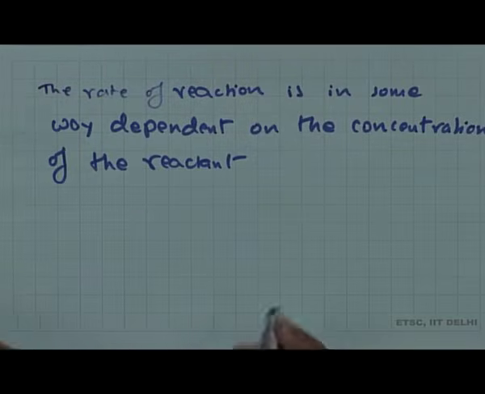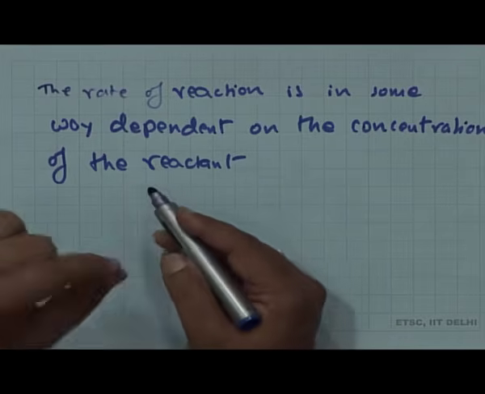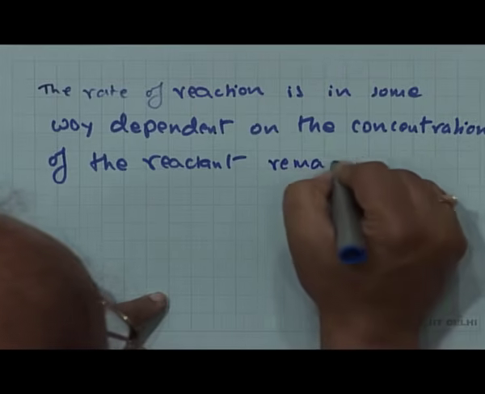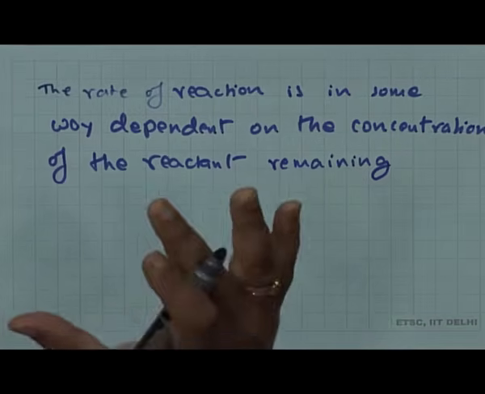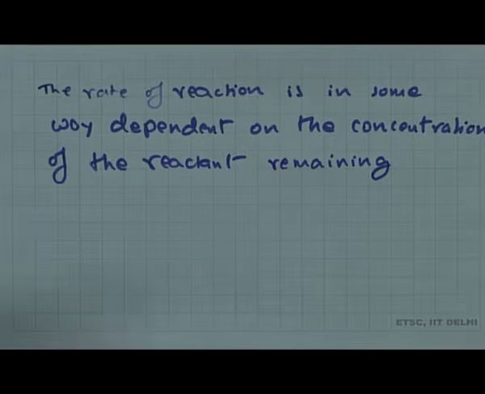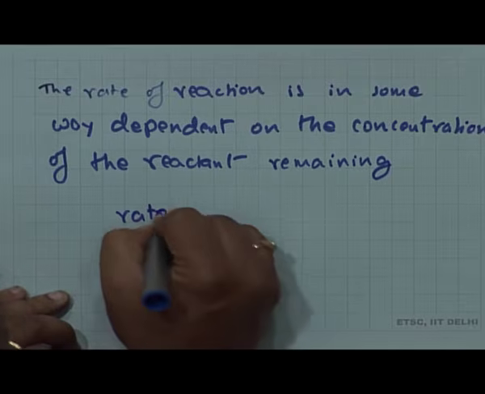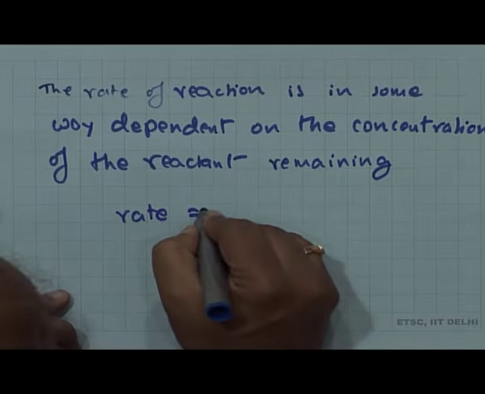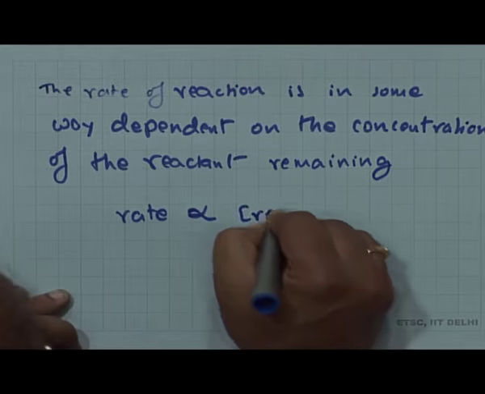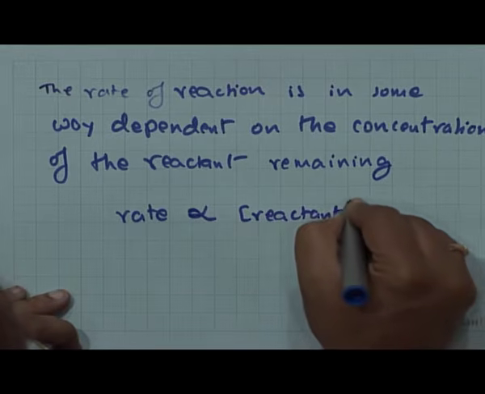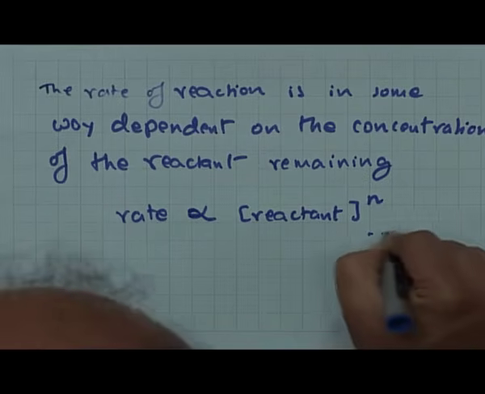Hence, what we can write is that the rate of reaction is in some way dependent upon the concentration of the reactant, then I add this word remaining. Remaining means whatever reactant is remaining after some of the reactant has been converted into product. So, I can write that the rate is proportional to the concentration of reactant to the power n. Let this be equation 1.